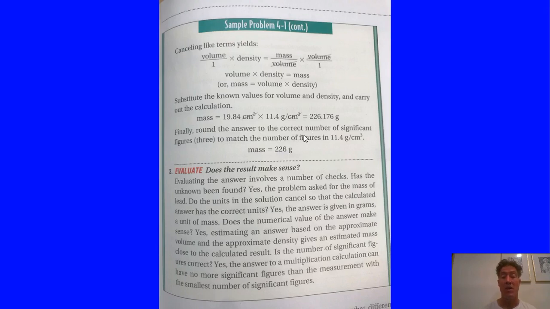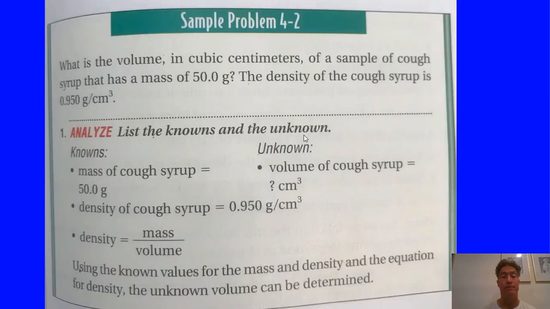So we're fairly confident that we've done this problem correctly. Let's look at another sample problem. What is the volume in cubic centimeters? That's our unknown, of a sample of cough syrup that has a mass of 50.0 grams. So we're going to write that down. And the density is also given here, 0.95 grams per cubic centimeter.